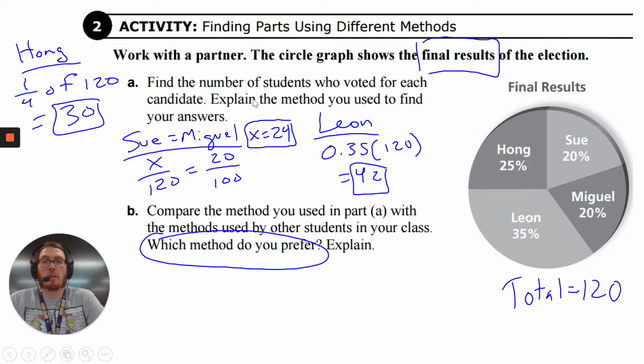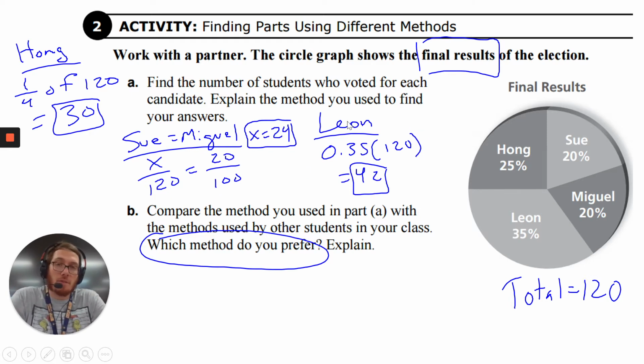Let's look at Hong, 25%. To find 25% of something, that's the same as 1/4. So I could do 1/4 of 120, which should just be a multiplication of 1/4 times 120, or 120 divided by 4. And then I get 30. For Sue and Miguel, they both got the same percent, so let's look at theirs together. I could do the percent proportion. I don't know how much I got. That's the part. Out of 120, that's the whole, equals 20%, which is given in the chart. And then cross multiply and solve, and you get 24.